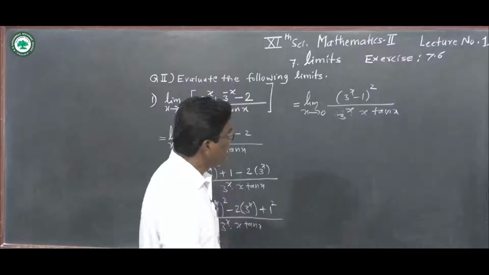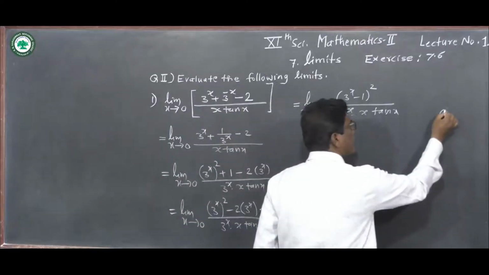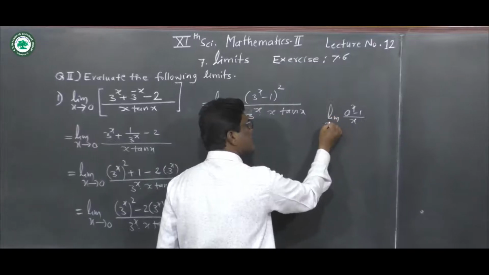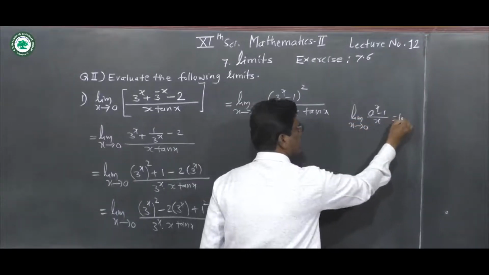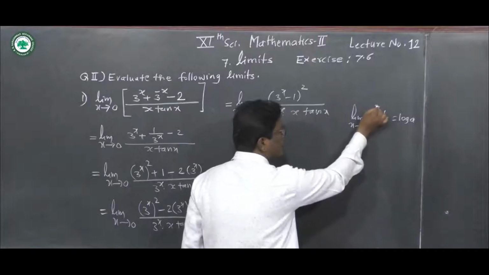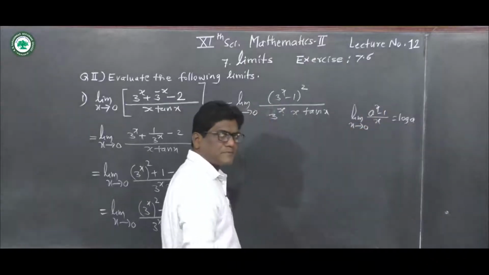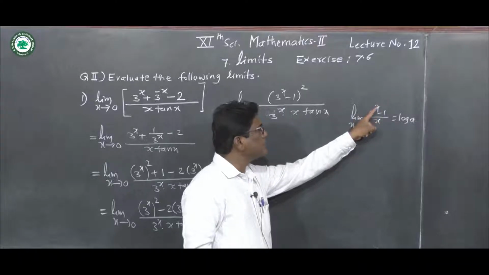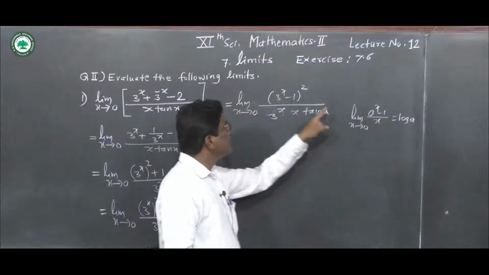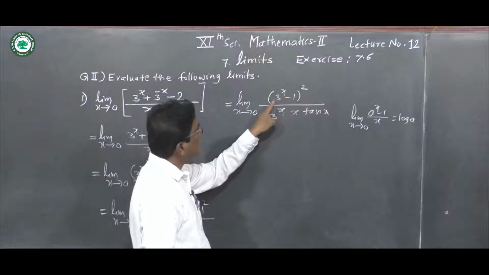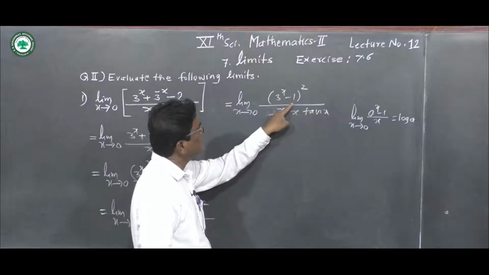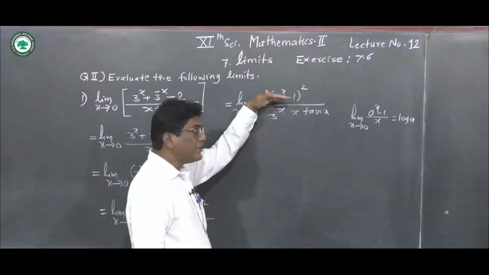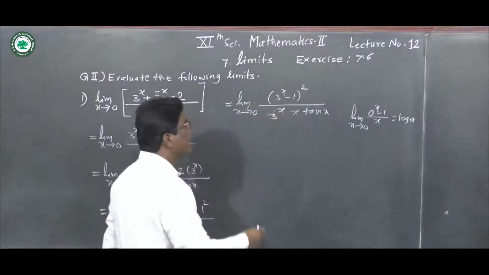Now here we know the formula, limit as x tends to 0, a to the power x minus 1 upon x, this is equal to log of a. So power x divided by x, we must have: if a to the power x, then this x should be in the denominator. Here 3 to the power x minus 1 and divided by x, we want here divided by x, but here is a bracket square, so divide by x square. So divide the numerator and denominator by x square.